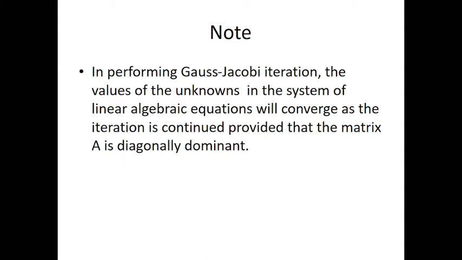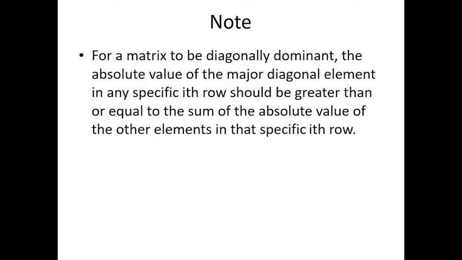Pero tuturo ko muna kung paano yung diagonally dominant. Mamaya meron tayong example dyan kung paano natin malalaman kung diagonally dominant. So, for a matrix to be diagonally dominant, the absolute value of the major diagonal element in any specific ith row should be greater than or equal to the sum of the absolute value of the other elements in that specific ith row. So let me give you an example to this.